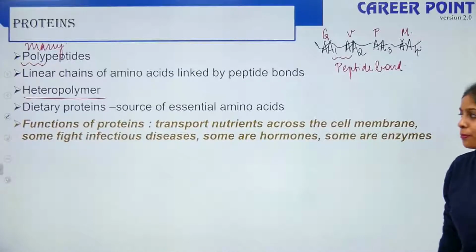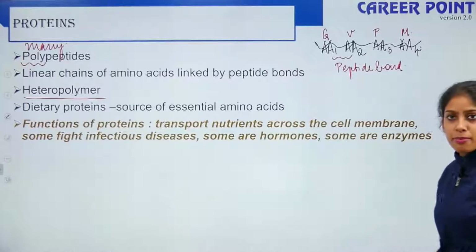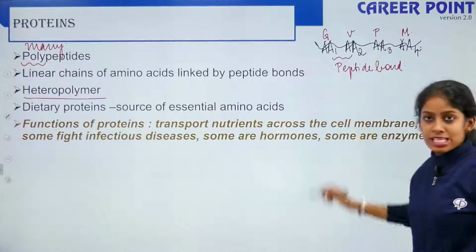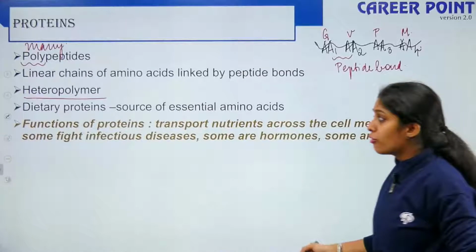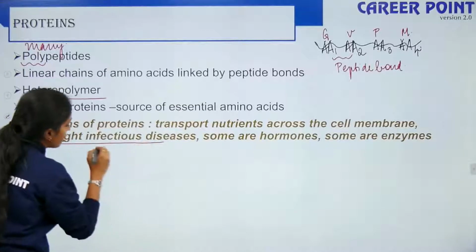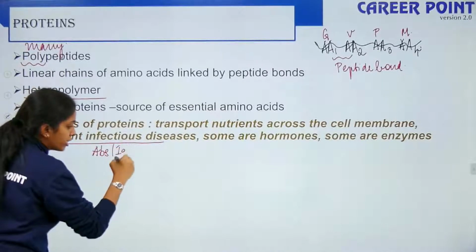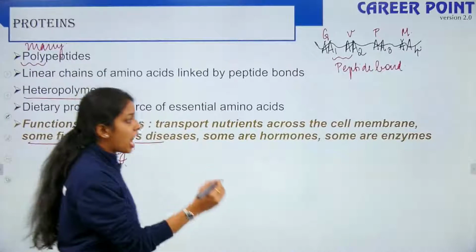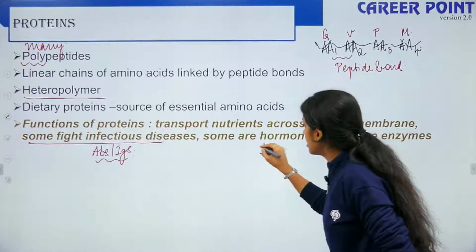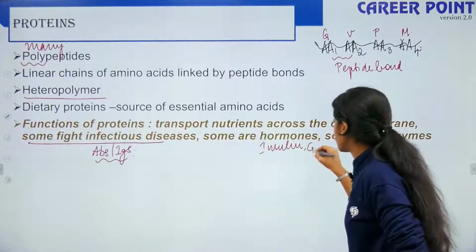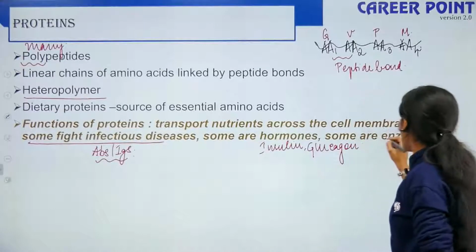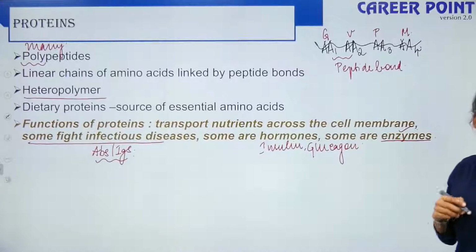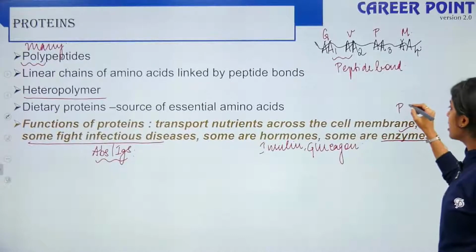Okay, so dietary proteins are sources of essential amino acids. What is the function of your protein? They transport nutrients across the cell membrane. Yes, you have transmembrane proteins, integral proteins which are present on your plasma membrane. They fight infectious diseases in the form of antibodies or immunoglobulins. These are also nothing but proteins, polymers of amino acids. Some are hormones, some are enzymes, like insulin and glucagon are hormones. Mostly all enzymes are proteins, right? So some proteins also act as enzymes, like phenylalanine hydroxylase.